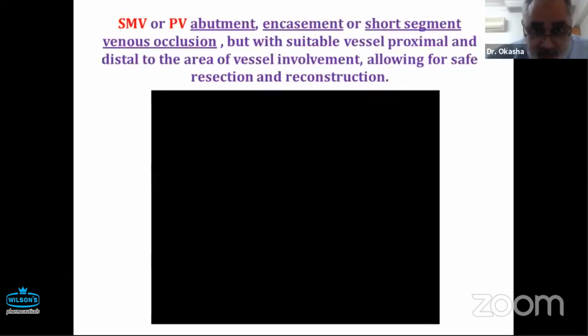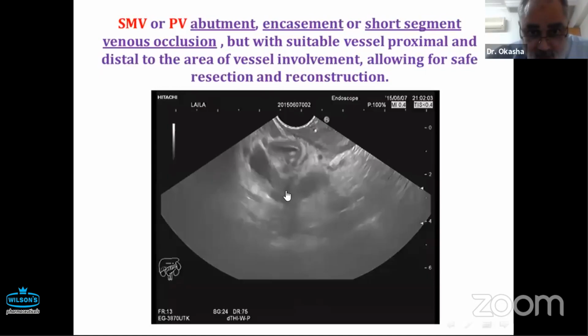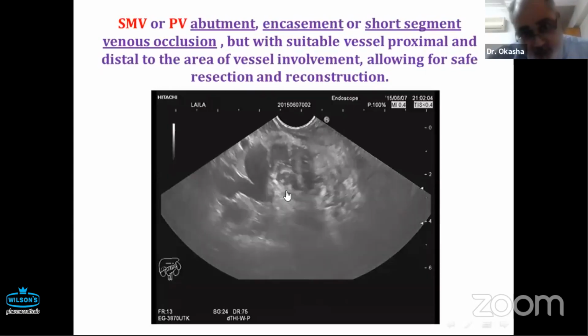Let us see this video. It is also a borderline resectable tumor. Yes, this is a pancreatic head mass, as well seen from the bulb of the duodenum, malignant looking. And this is the portal vein, and this is the splenic vein coming from below and the left side of the screen to join the superior mesenteric vein to form the portal vein.